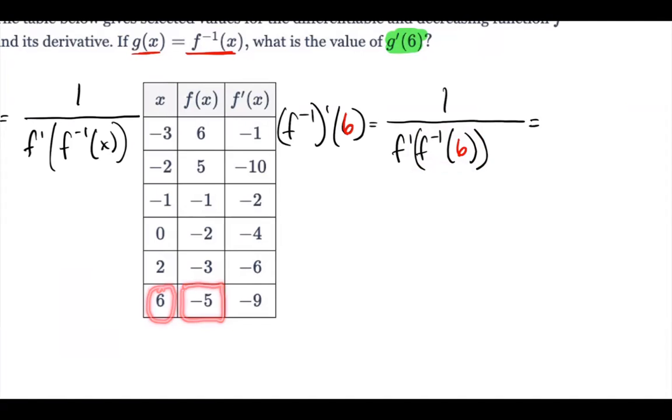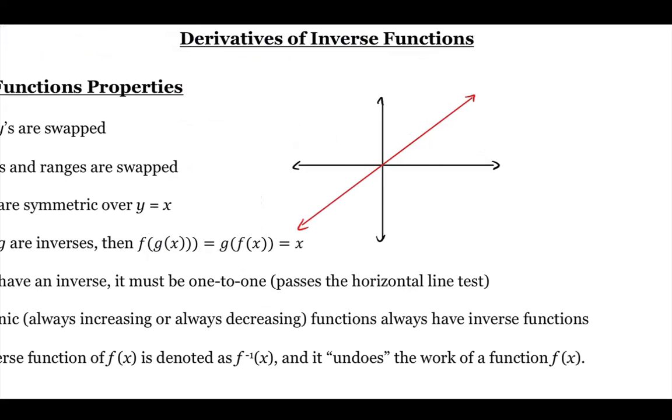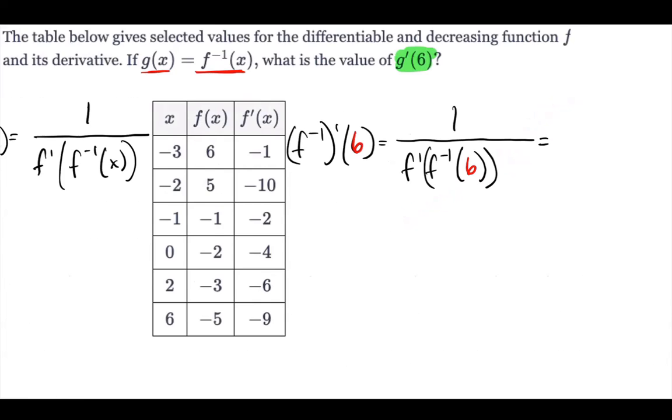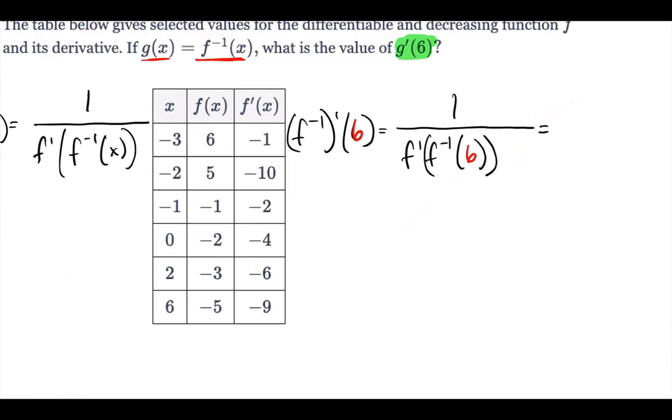So is -5 the answer? No, why not? Yeah, it's not the inverse. But what do we know about inverses? Yeah, exactly, right? What was the very first thing on, it's the reason why I put it very first. What's the relationship between x's and y's with inverses in original equations? They're swapped, right? They're swapped. Okay. So what is this going to be? What is that going to be?